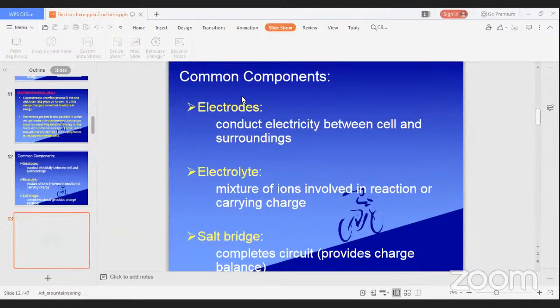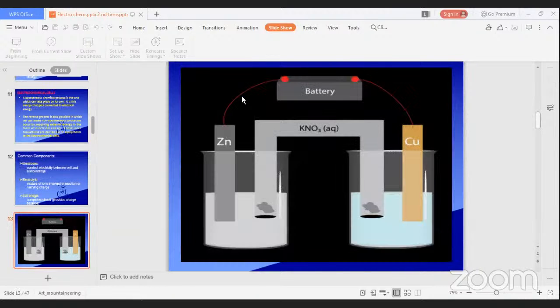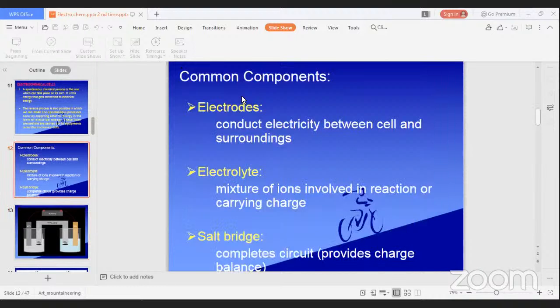So actually this is a picture. In electrochemistry, whether it is the electrolytic cell or electrochemical cell, some common terms are there. What are they? See here: electrodes, electrolyte, salt bridge. These three are the common terms.